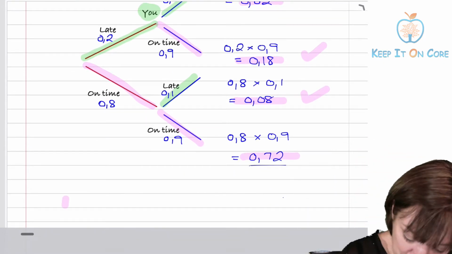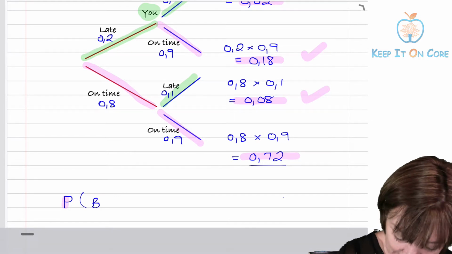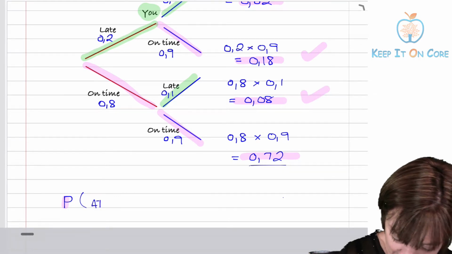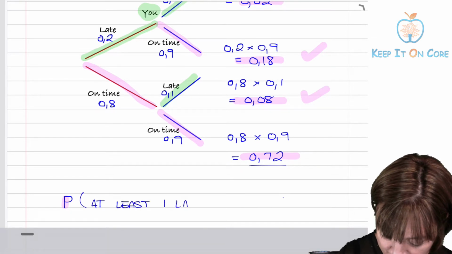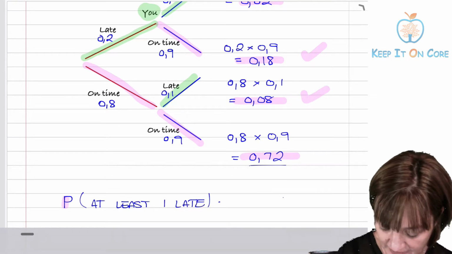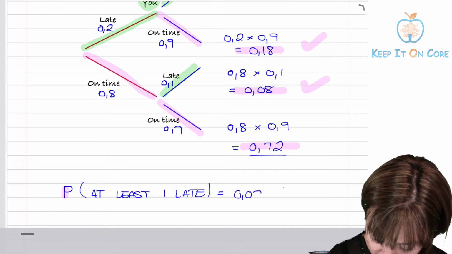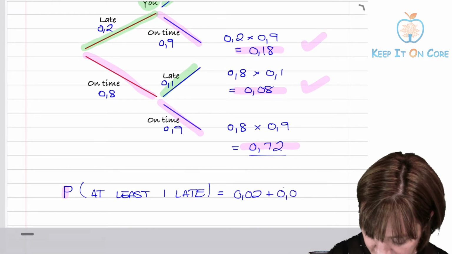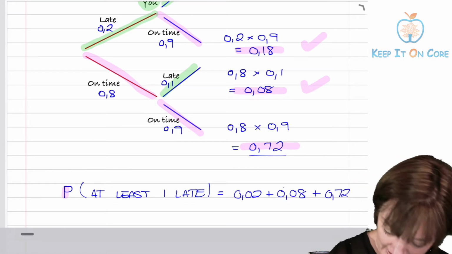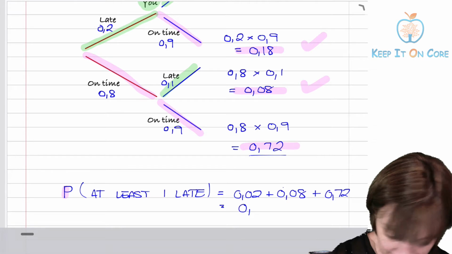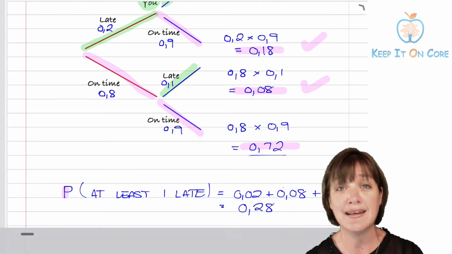So what is the probability of at least one of you being late for class? Well, the way we're working that out is we're going to say 0.02 plus 0.08 plus 0.72. And if we add that up as a total, we are getting 0.28 chance that at least one of you is late for class.